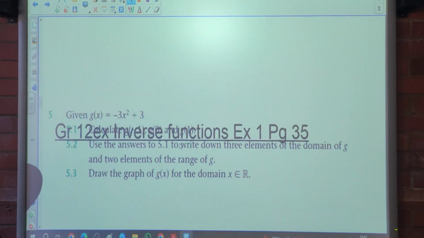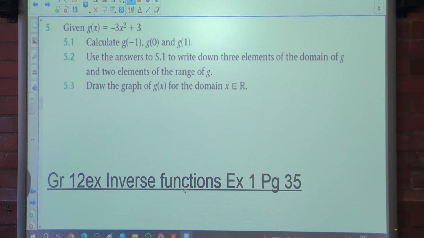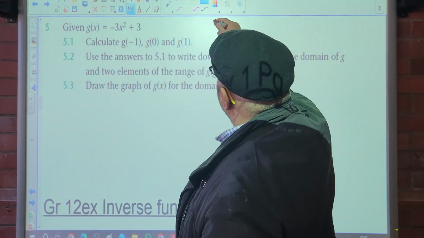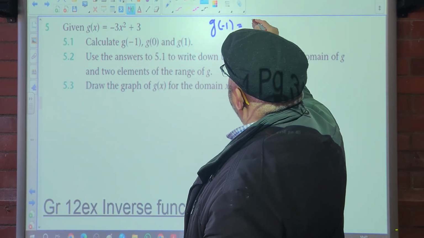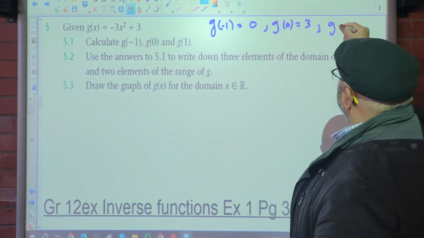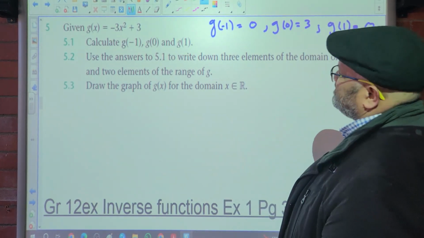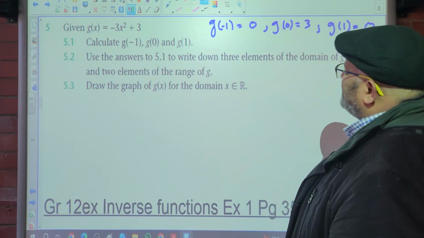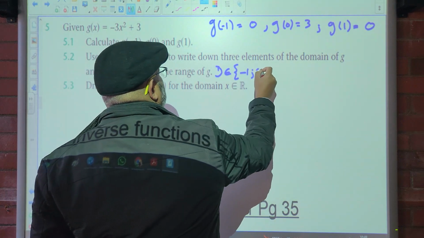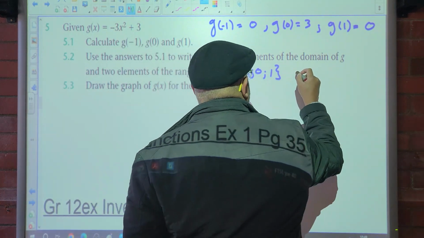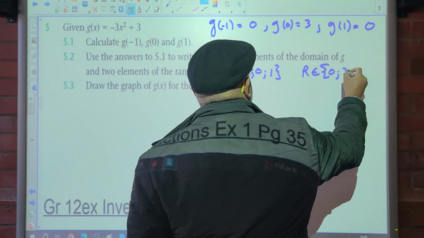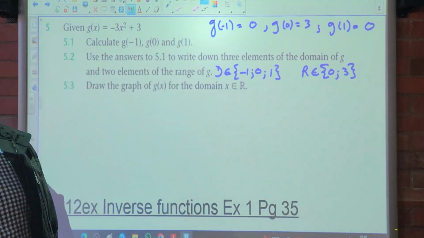Let's go to question 5. Here we are told that g of x is equal to that expression. Calculate g of negative 1. So g of negative 1 gives us a 0. G of 0 gives us 3. G of 1 gives us 0. Use your graph in 5.1 to write down 3 elements. So the domain, what is the domain here? Negative 1, 0 and 1. What's the range? Range is an element of the values 0 and 3. You don't write 0 twice.